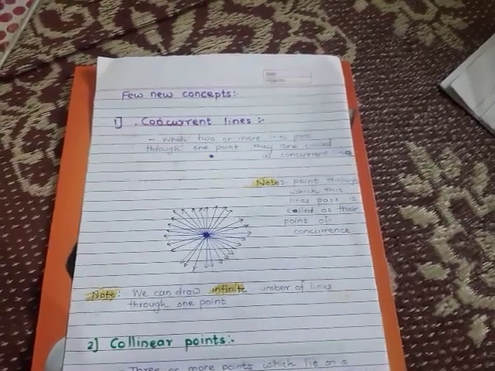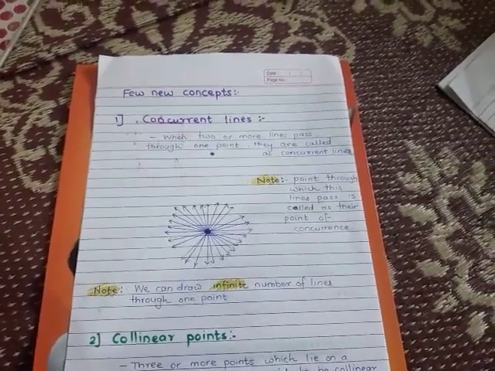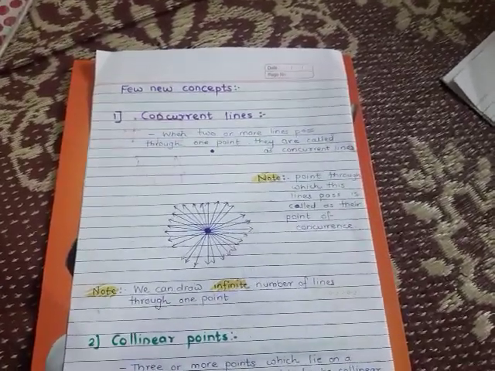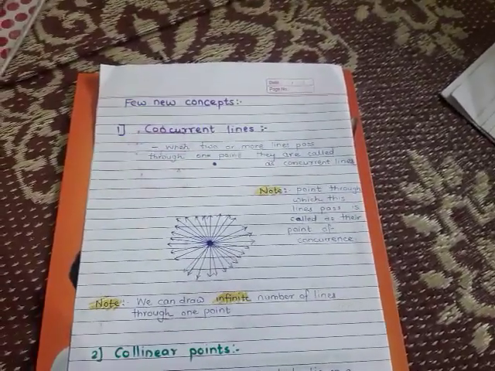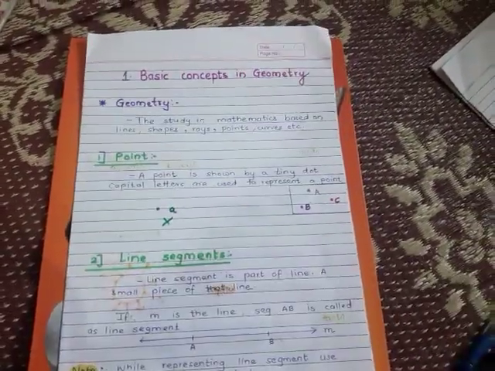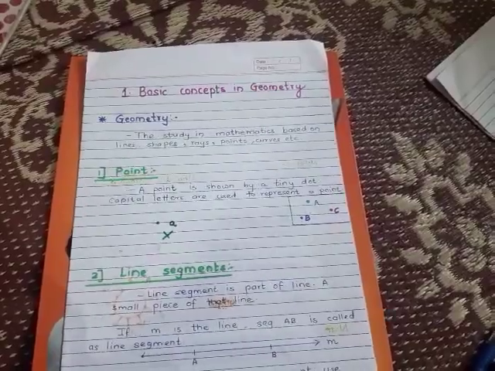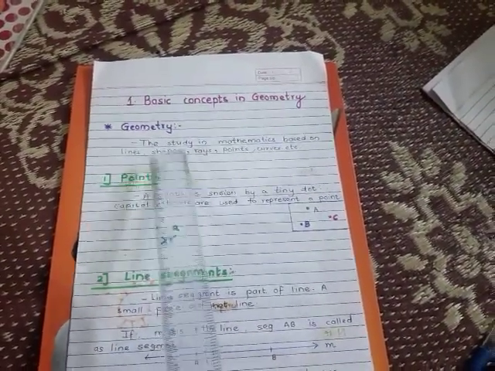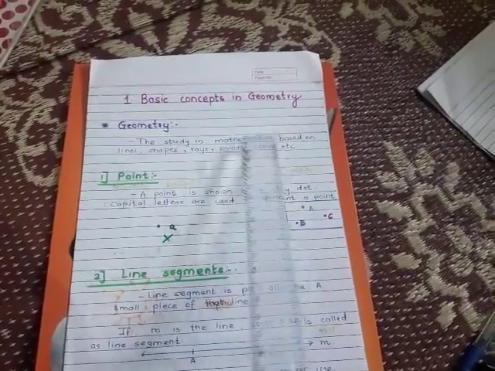Welcome all. Before we start the few new concepts, the other day we started our lesson of 6th standard, that is basic concepts in geometry. So before we go further, we will just revise what we have studied earlier. Okay, so what is the word geometry called? Say yes, geometry in mathematics is based on lines, shapes, rays, points and curves.